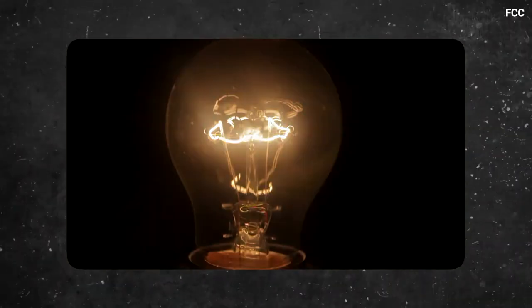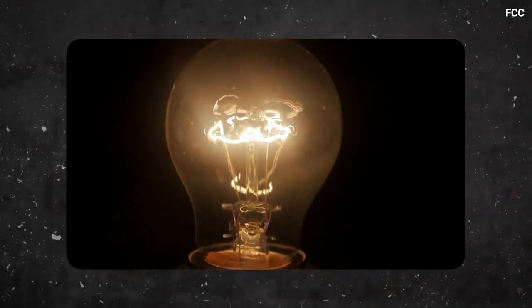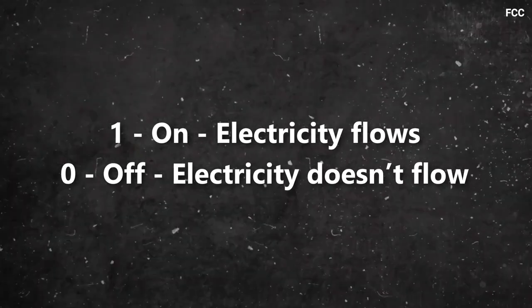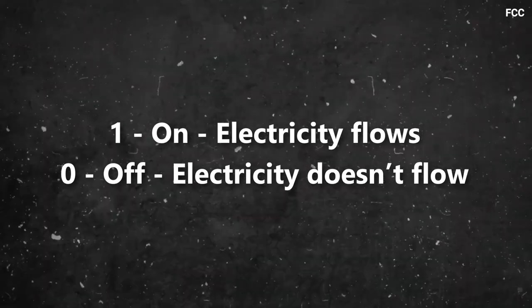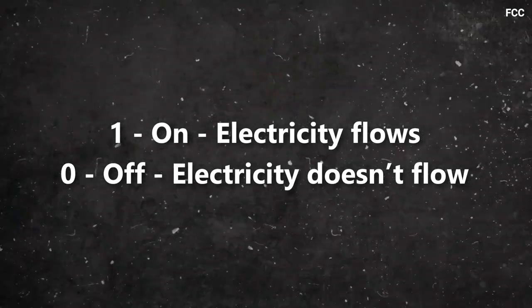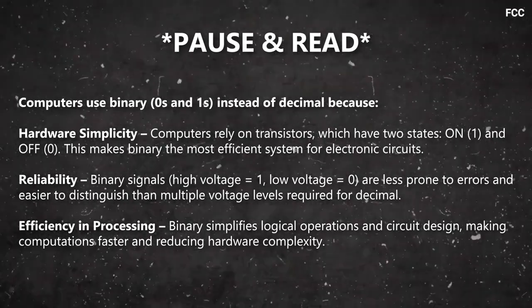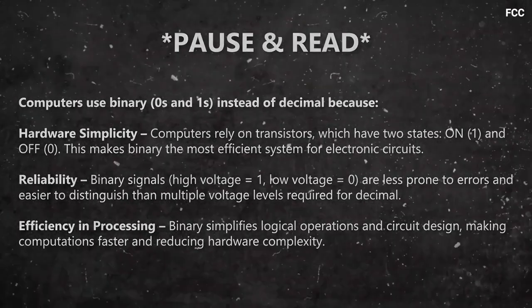The answer lies in electricity. Computers operate using electrical signals, and electricity has only two states. One, that is on, is when the electricity is flowing, and zero, that is off, is when the electricity is not flowing. So the fundamental reason why computers can't use the decimal system is due to physical limitations.